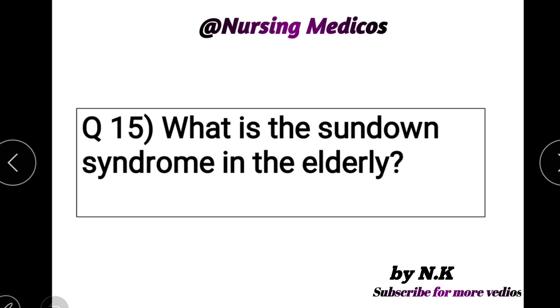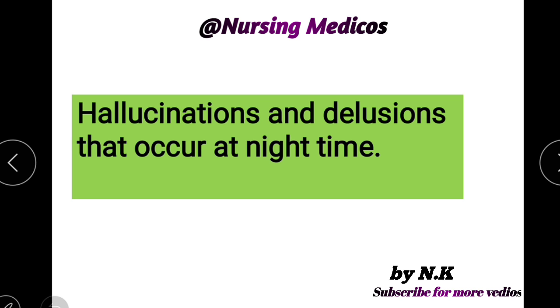The next one, what is sundown syndrome in the elderly? We'll see. That is the hallucination and delusion that occur at night time. That is sundown syndrome. What is hallucination? Hallucination is a false perception, and delusion is a false belief.